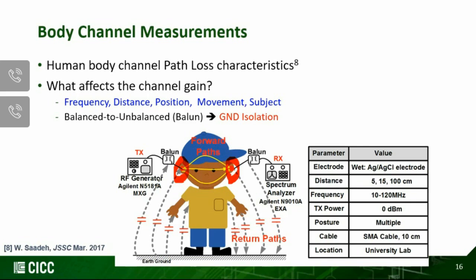Because if you do that, the RF generator is connected to earth ground by the wall-mounted power supply, and the RX is as well. So that means the earth ground has a strong connection between TX and RX, which means that the return path will be very, very strong. That's not the case for wearables. So in order to avoid that, we can insert a balloon between the TX and the skin, and also the same balloon from RX to skin.